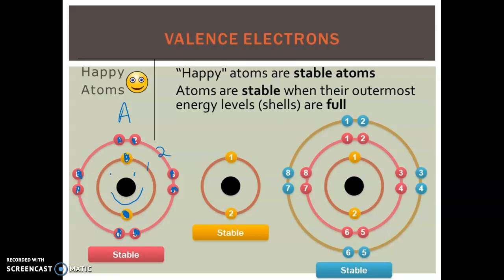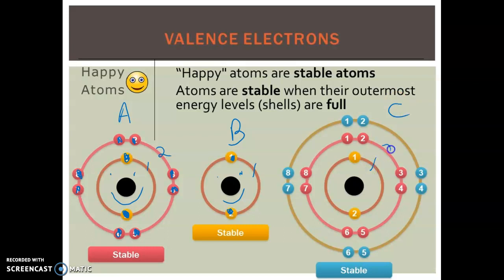The next example, B, would actually be helium. It only has 2 electrons. You're using 1 ring that has 2 electrons. This again would be a happy, just kind of look at a weird little eye there, another happy atom.